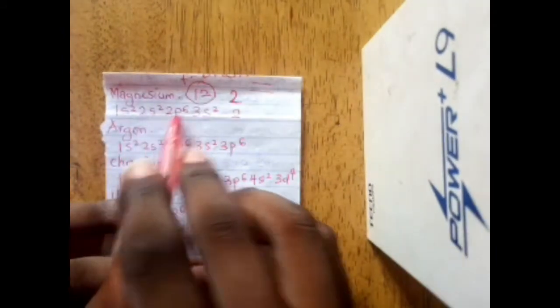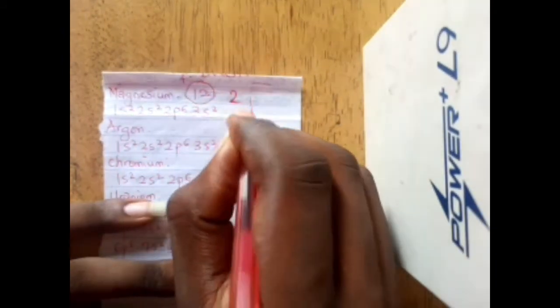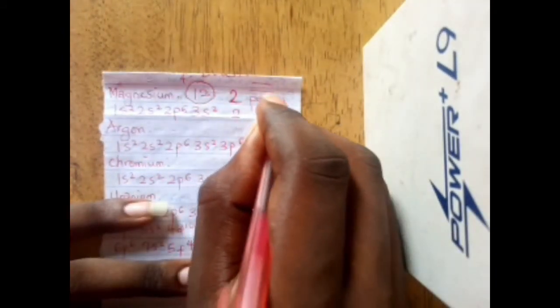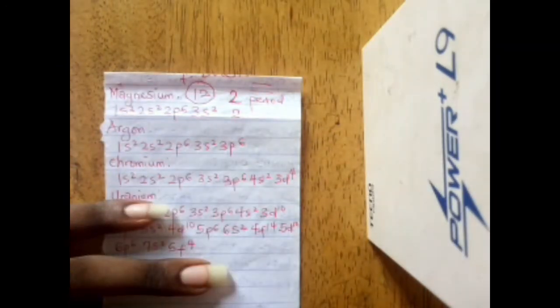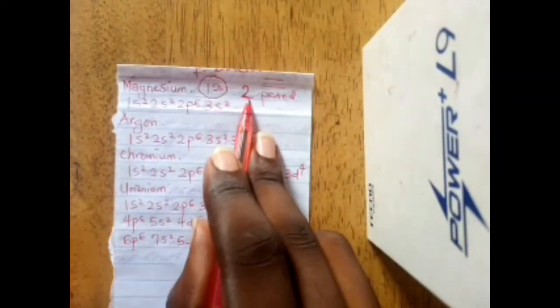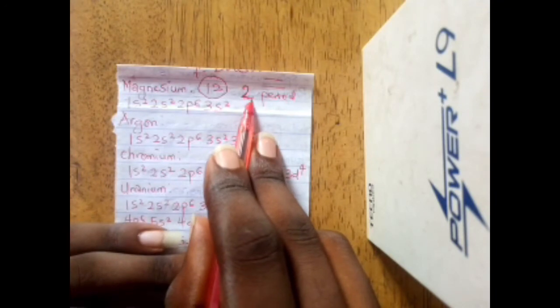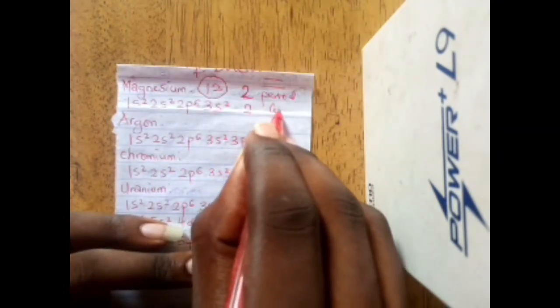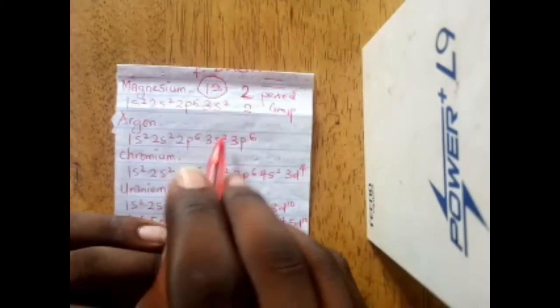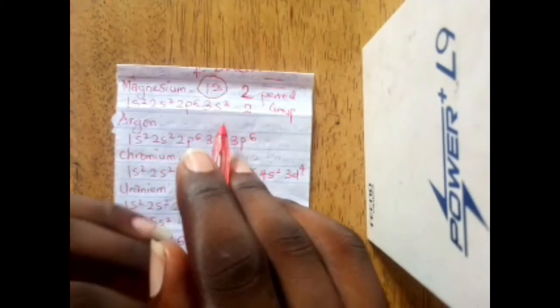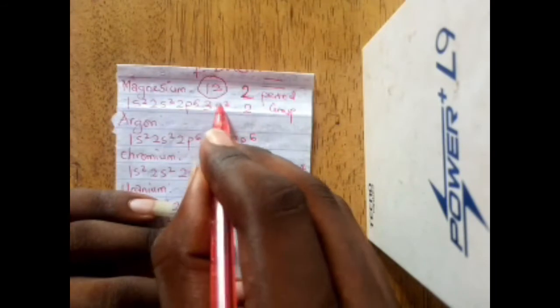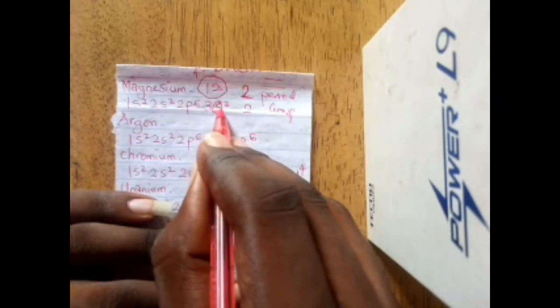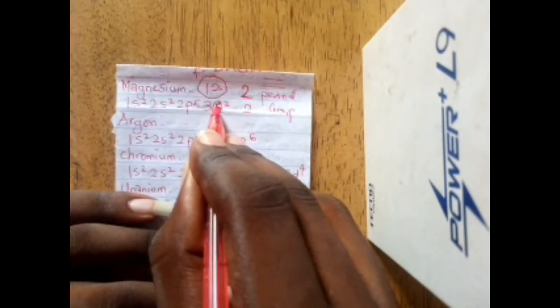So the highest energy level here is 2. That is the number of electron shells, while the valence electron is 2. So it is in group 2. And recall that I said group 1 and group 2 are S block elements. It also has S block here. So this is for magnesium.